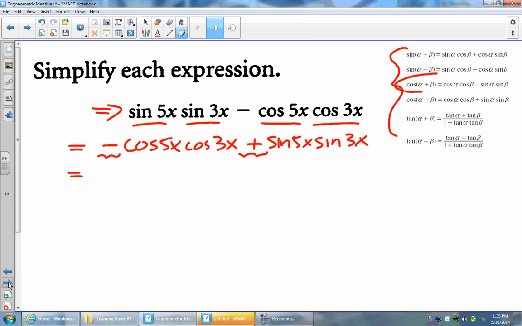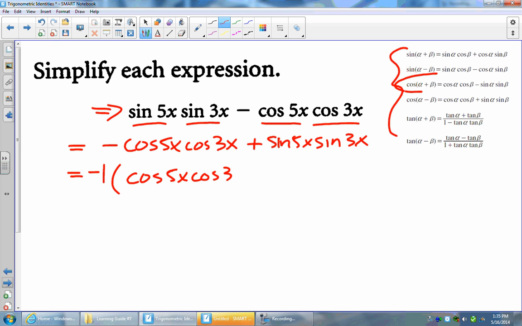To create a sign change here, what we're going to do is factor out a -1. If I factor out a -1, what I have here is cos 5x, cos 3x, and now this positive becomes a minus, so minus sine 5x and sine 3x. As you can see, now we match the forms.